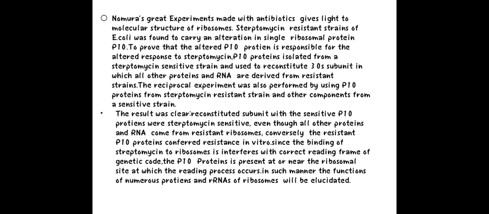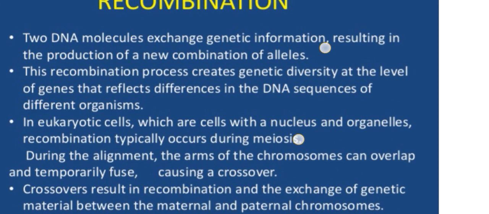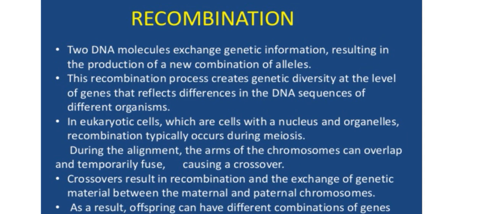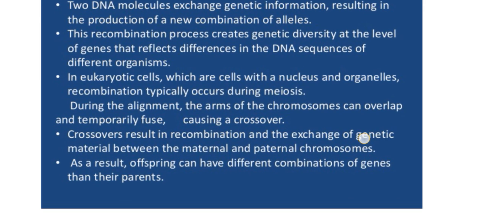Molecular mechanisms involved in recombination of DNA. Next topic. So, recombination: two DNA molecules exchange genetic information, resulting in the production of new combinations of alleles. This recombination process creates genetic diversity at the level of genes that reflect differences in the DNA sequences of different organisms. In eukaryotic cells, which are cells with the nucleus and organelles, recombination typically occurs during meiosis.